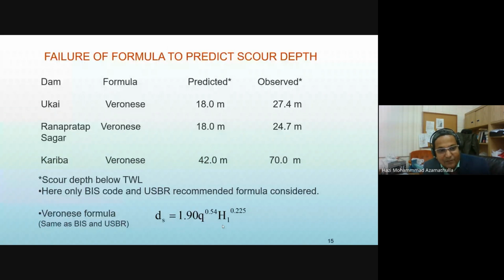This is the Bureau of Indian Standards formula, which is very similar to USBR, the United States Bureau of Reclamation, meant for small dams. So what mistake did they make? They considered only two factors, discharge intensity and head, and for head they considered only that. In the case of Damle, he considered the tailwater.